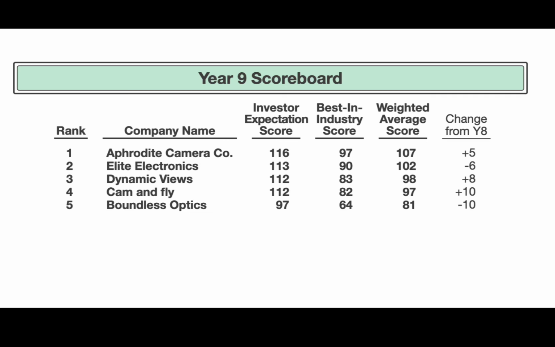Company D, they gained 8 at 98. Company C, they gained 10 at 97. And Company B, they dropped 10 at 81.